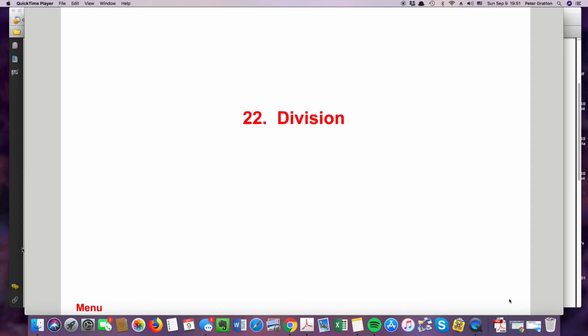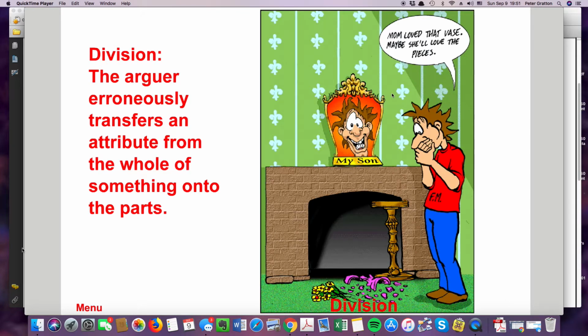Okay, so that's the fallacy of composition. Now it's division. Now we go the other way. There's a certain attribute of the whole that you transfer down to the parts.